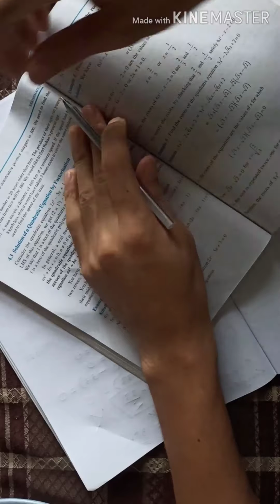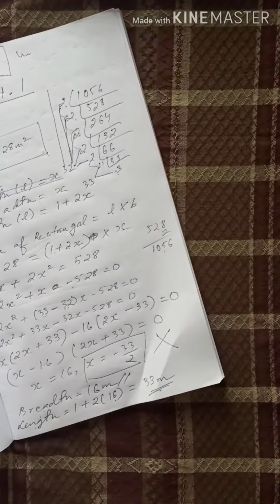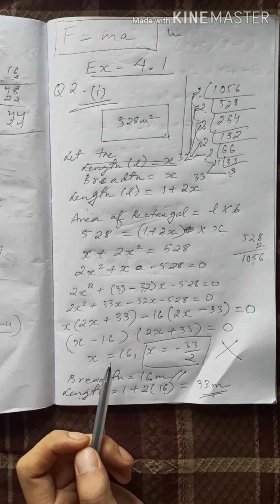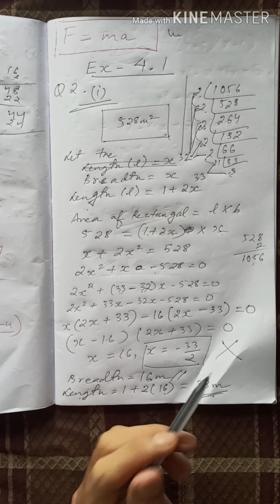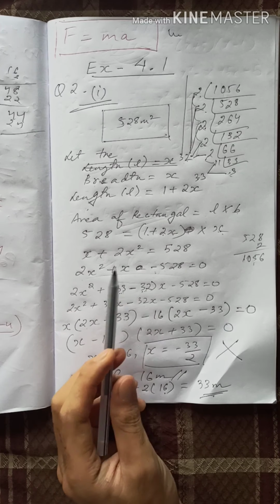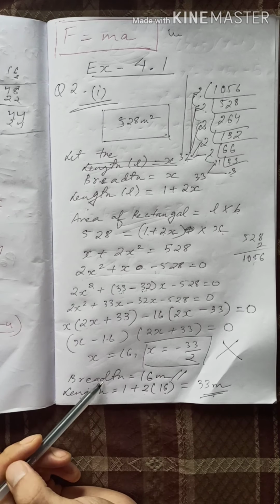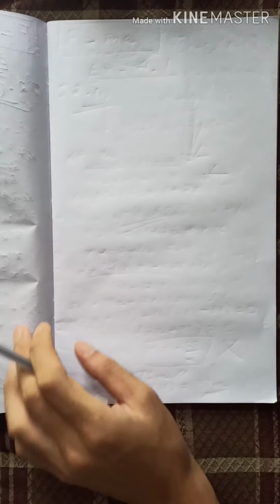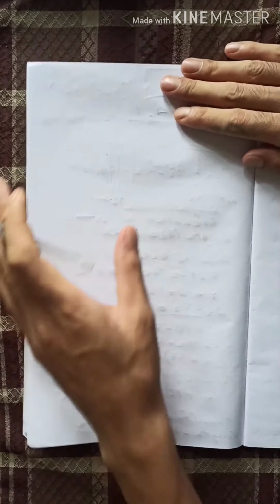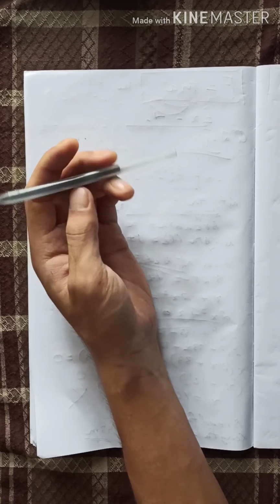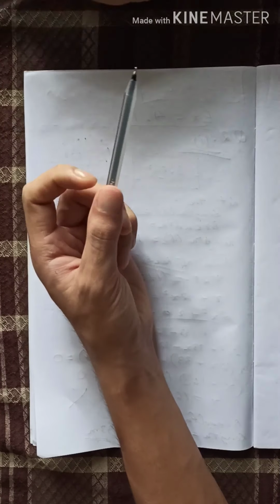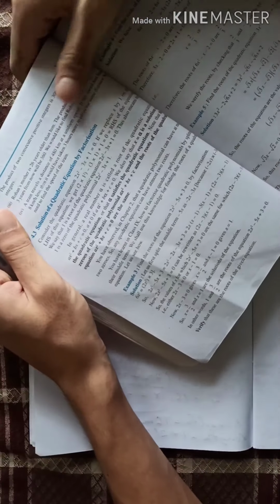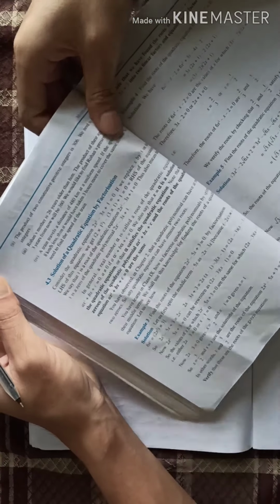Okay guys, let's go to number 2. See guys, in the first question, I just found out the length and breadth to show you that by using this quadratic equation we can find out the length and breadth. But actually in this exercise, the question says represent the following situation in the form of quadratic equation. So we just have to represent and find the quadratic equation only. We don't need to solve it. Anyway, let's go to the second question.